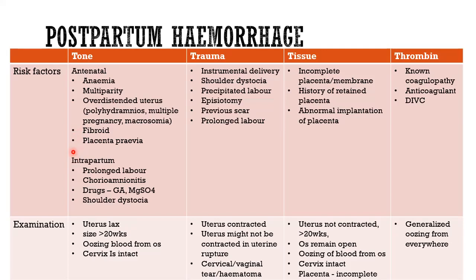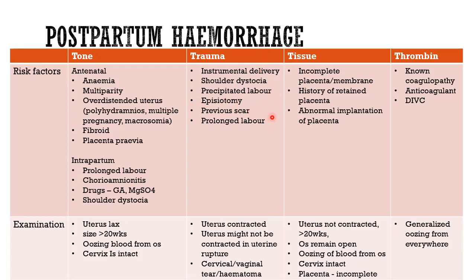Intrapartum risks include prolonged labor. You have been working for so long, you also get fatigued. The uterine muscle also can be fatigued and refuse to contract. Other causes are chorioamnionitis, GA drugs, where GA means general anesthesia, or where the patient is on magnesium sulfate, or shoulder dystocia. And for trauma, you need to know the common risk factors, like instrumental delivery, because you can tear the vagina, you can tear the anal sphincter, you can have a cervical tear, and sometimes you can even have uterine rupture because of a previous scar.